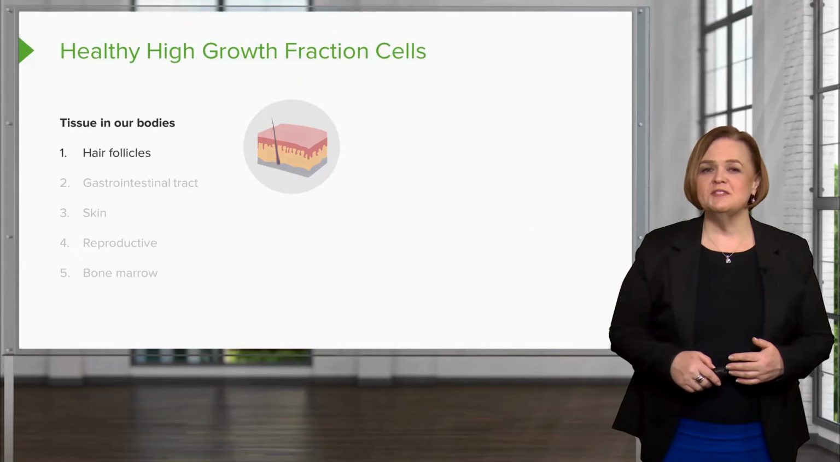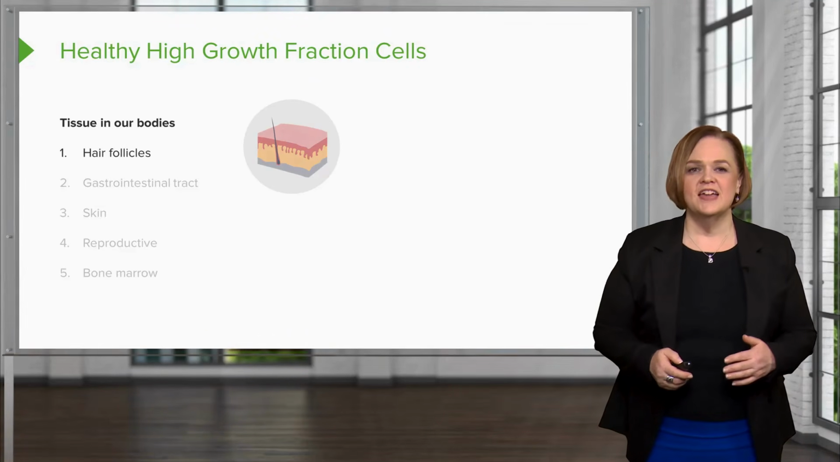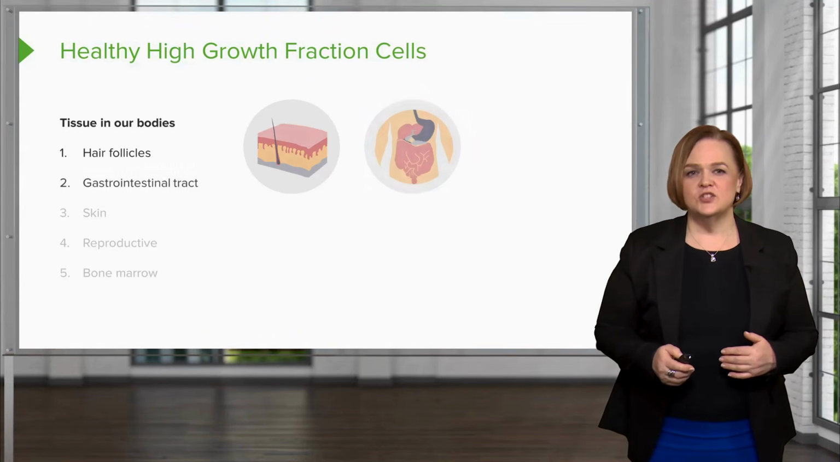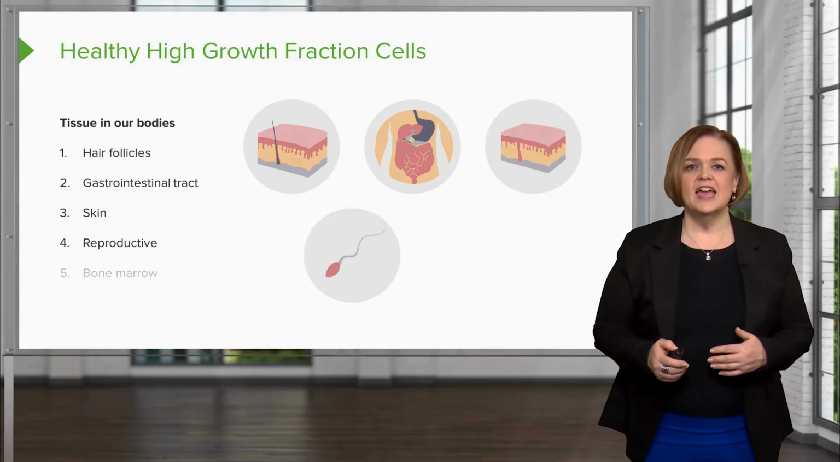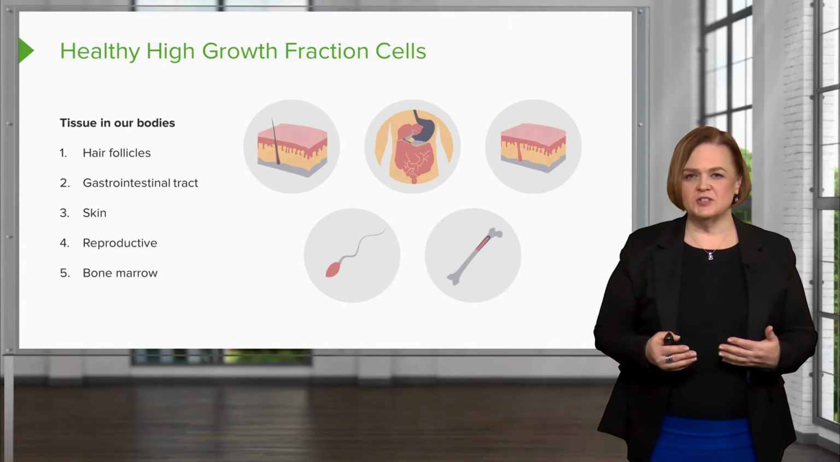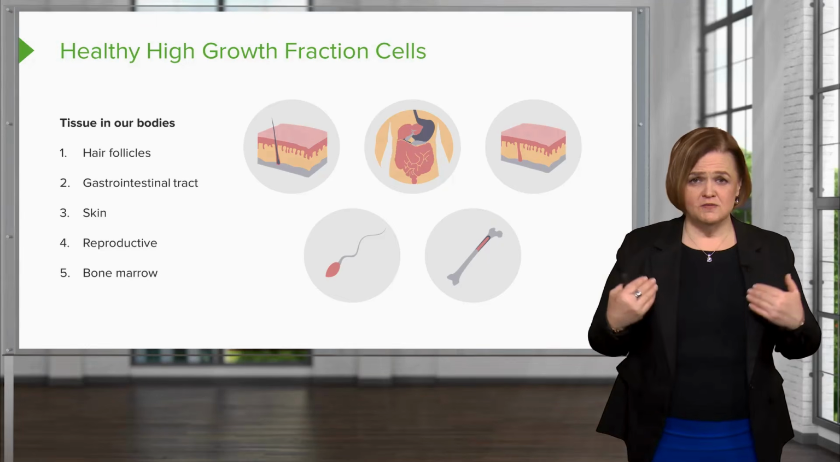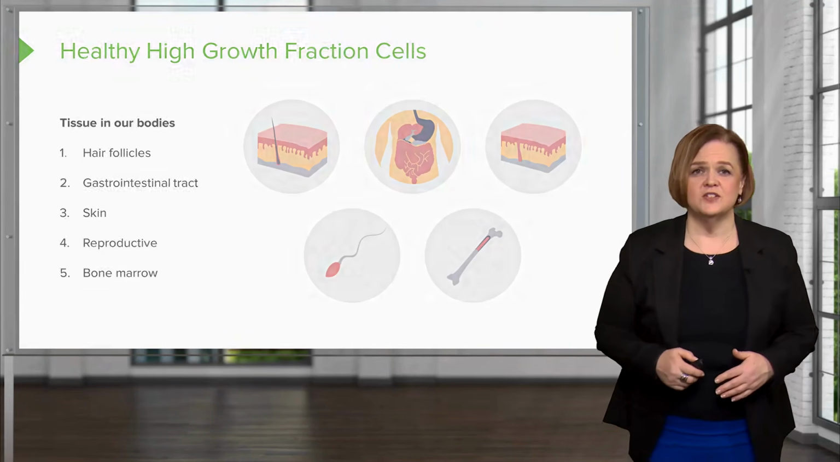Okay, I'm going to place the answers on the screen for you there, and you see the icons that we chose to help you remember that. Hair follicles, GI tract, skin, reproductive, and bone marrow. So we've got these 5 icons just to remind you, but you've used your own body in learning, and anytime you can do that, that's a great strategy.